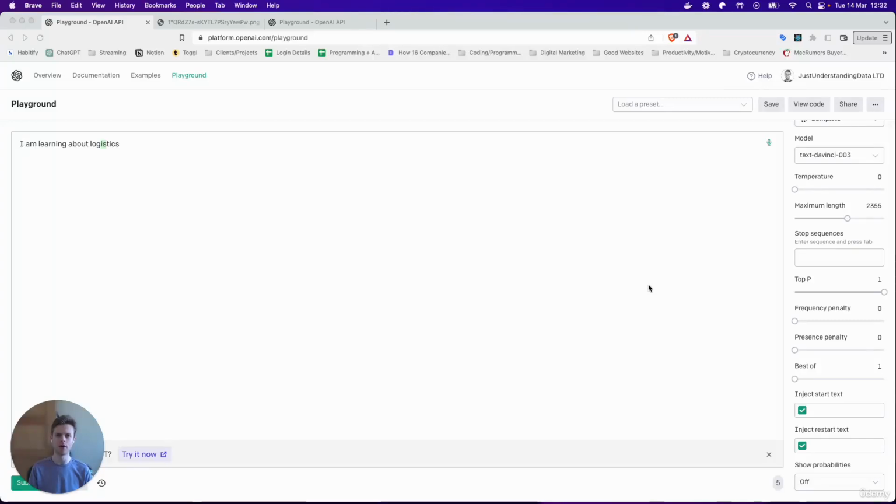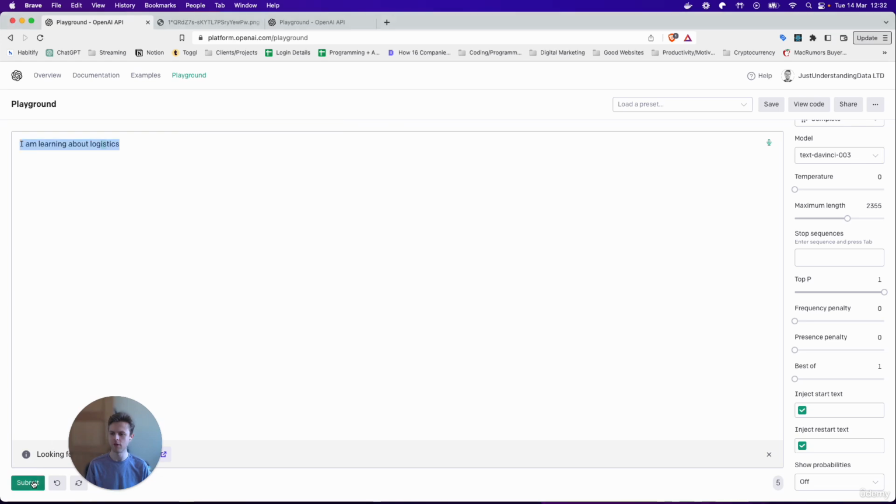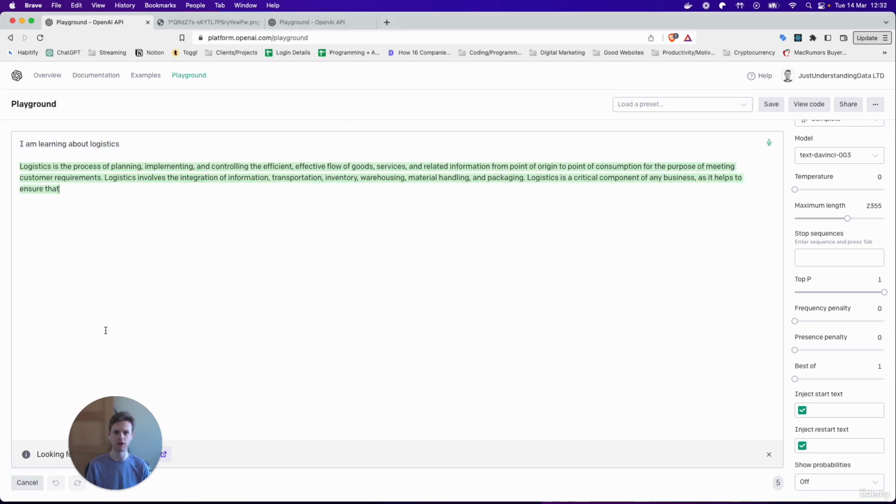In this video we'll cover log probabilities: what they are, how you can see them, and their effect when it comes to using temperature. To start with, you have this sentence, "I am learning about logistics." If I click submit here, notice how GPT-3 starts outputting the next sentence and a couple of sentences.